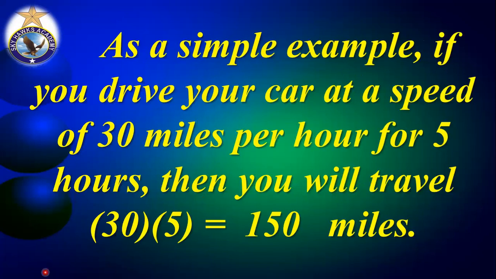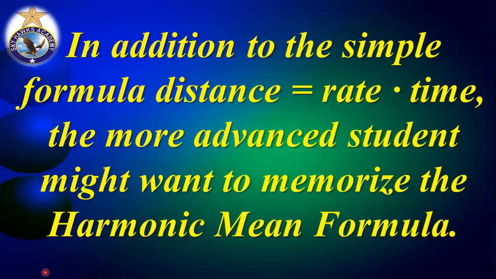As a simple example, if you drive your car at the speed of 30 miles per hour for 5 hours, then you will travel 30 times 5, which is 150 miles. Simple one. In addition to the simple formula, distance is equal to rate times time.